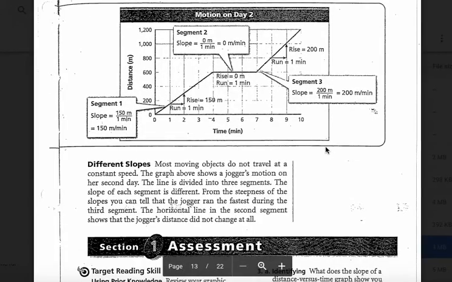Different slopes. Most moving objects do not travel at a constant speed. The graph above shows a jogger's motion on her second day. The line is divided into 3 segments. The slope of each segment is different. From the steepness of the slopes, you can tell that the jogger ran the fastest during the 3rd segment. The horizontal line in the 2nd segment shows the jogger's distance did not change at all. It means that they stopped.